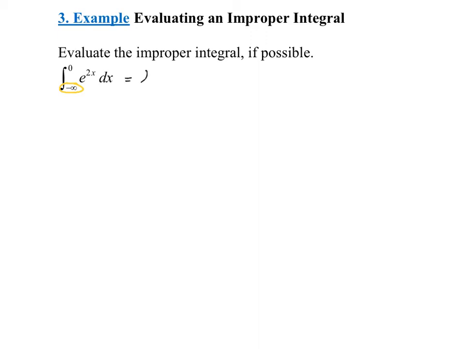We're going to rewrite it as the limit as a goes to negative infinity. We always replace that infinite limit with a letter. So this is going to go from a to 0 of e to the 2x dx. I don't know how comfortable you are with your integration, but this is a u substitution problem where u equals 2x, so du/dx would be 2 if you take the derivative of both sides, and dx would be du over 2.